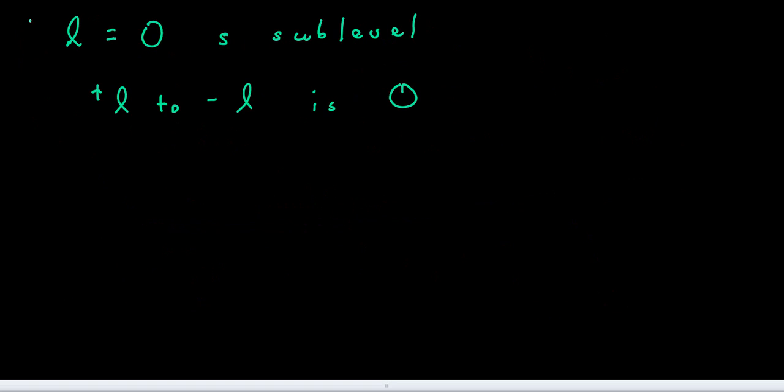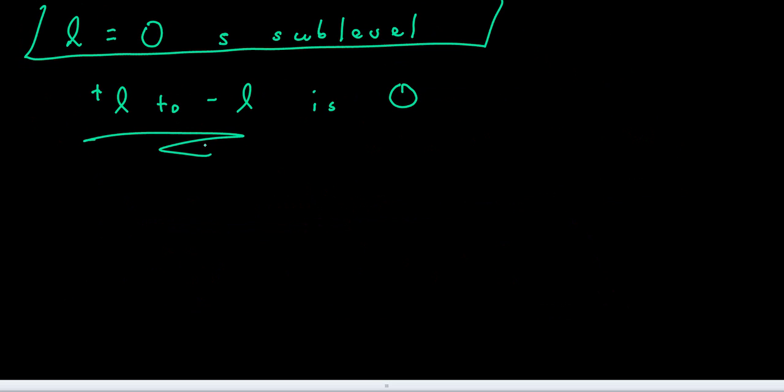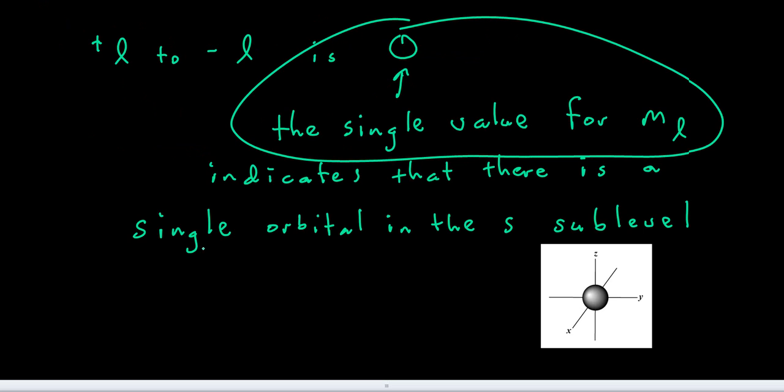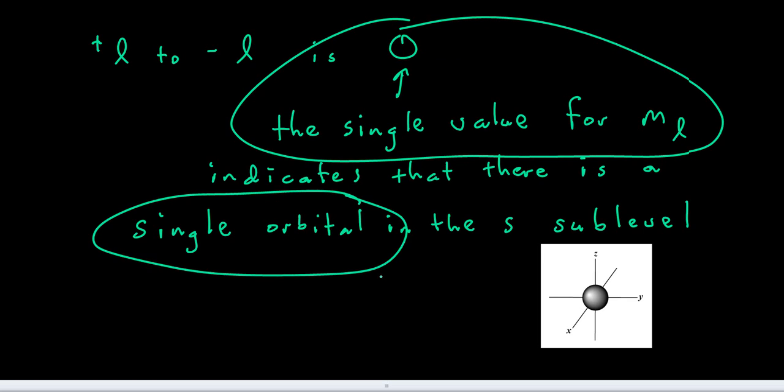For example, when we have L equal to 0, that identifies us as being in the S sublevel. The possible range is positive L to negative L. The only possible value then is 0 for m sub L at L equals 0, or the S sublevel. What this single value of 0 tells us with m sub L is that there's only a single orbital in the S sublevel, which we know to be this single sphere-shaped orbital within the S sublevel.